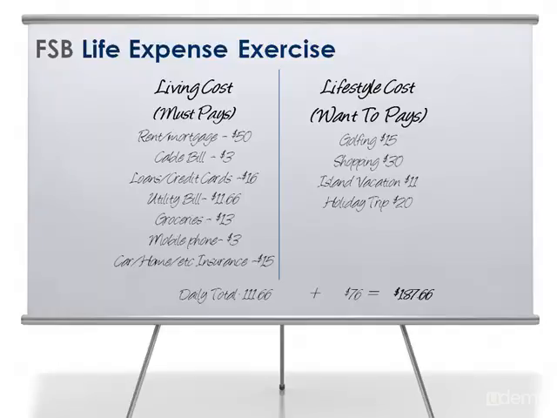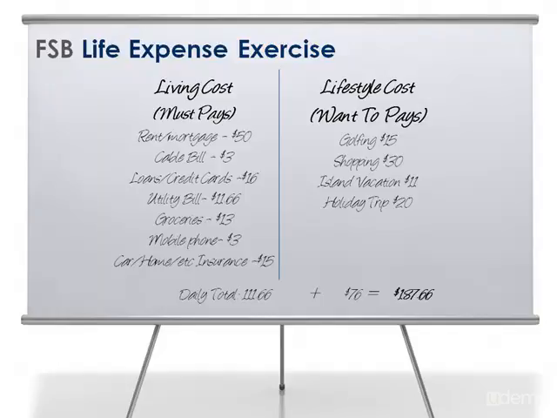Loans and various credit cards is about $16 a day. The utility bill about $11 a day. The groceries come out to about $13 a day. The iPhone or the mobile phone comes out to about $3 a day. And the car, home, and miscellaneous insurance is about $15 a day. So the daily total for the must pays is about $111 a day and 66 cents. Okay, those are the must pays.